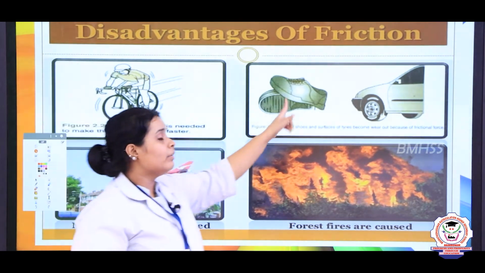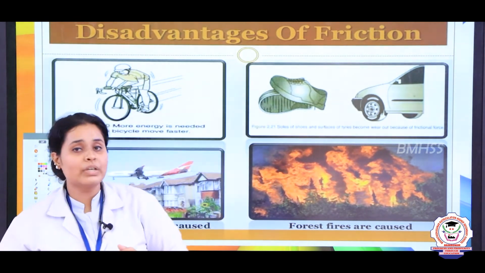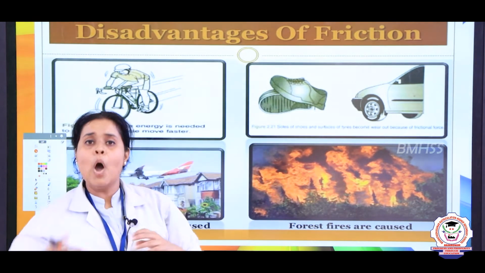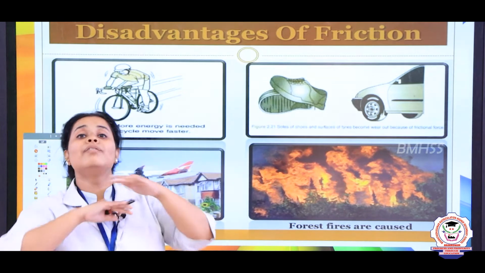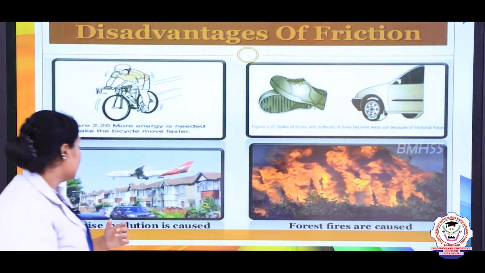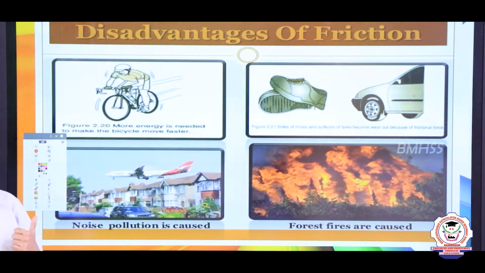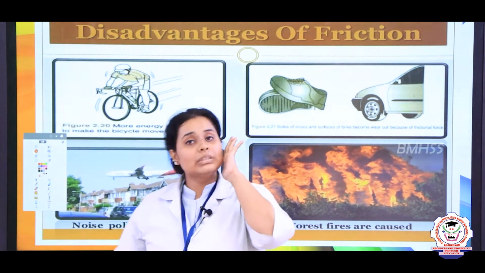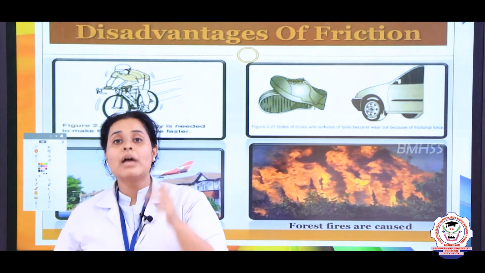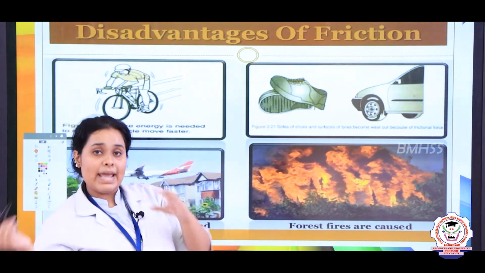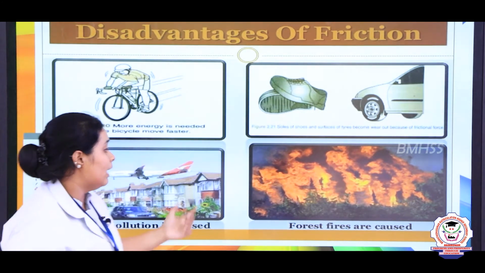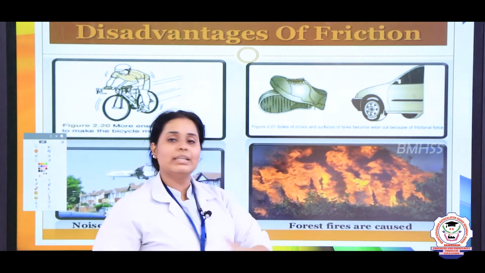The second one, which I also told you in the effects of friction, is wear and tear, where the soles of the shoes or the tires will get flattened or smooth. Then noise pollution will be caused. The aeroplane, when it goes through the air, produces a sound, right? That is due to the movement of the air when the aeroplane is moving. And the last one is that forest fires are also caused.